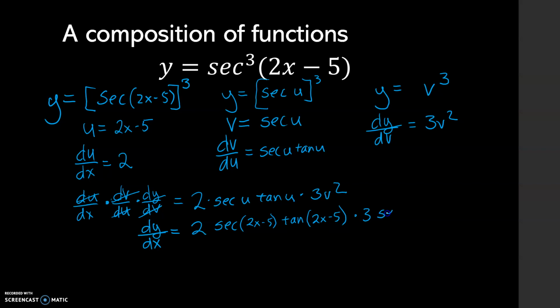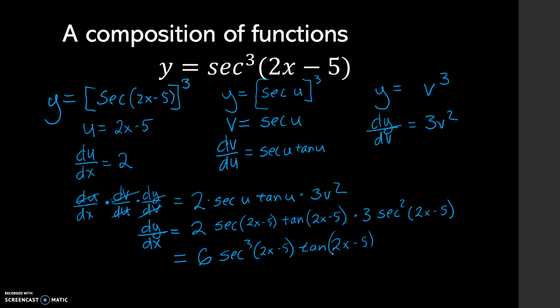What was v? Secant of u. Uh-oh. I still need to replace that u. So let's erase the u and write what u is equal to, 2x minus 5. So if we rewrite all of this, 3 times 2 is 6. How many secants are multiplied? 3 of them. So secant cubed of 2x minus 5 multiplied by tangent of 2x minus 5.